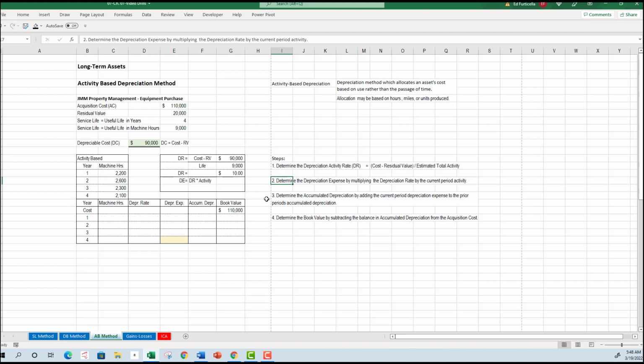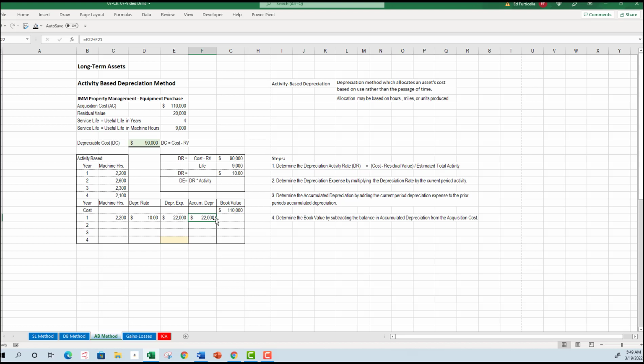So for year 1, we used the machine for 2,200 hours. We multiply the 2,200 hours by the $10 and we get $22,000. The $22,000 is the depreciation expense. Accumulated depreciation is the depreciation from the prior year plus the current year's depreciation. Since this is our first year, we'll add 0 to $22,000 and have an accumulated depreciation of $22,000.